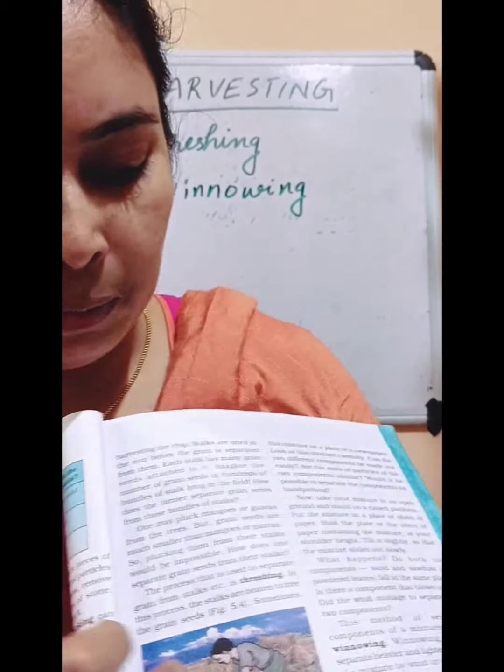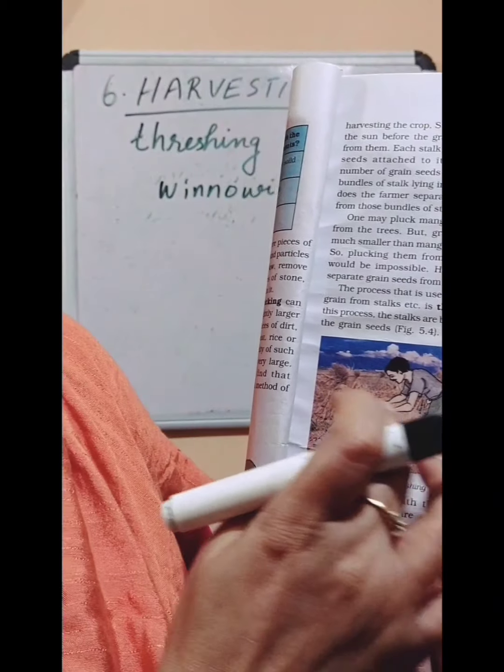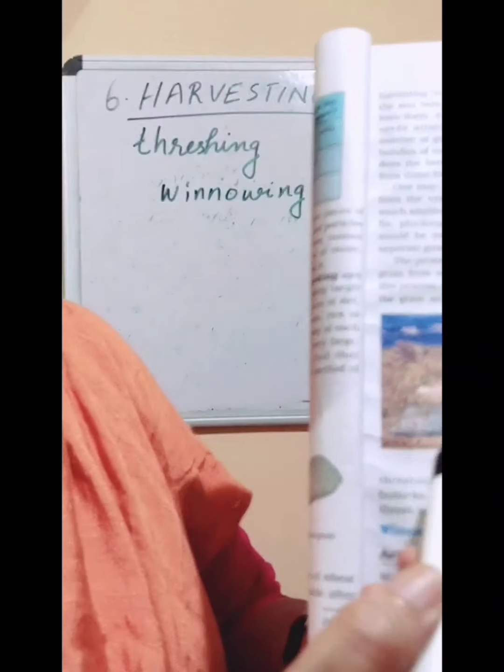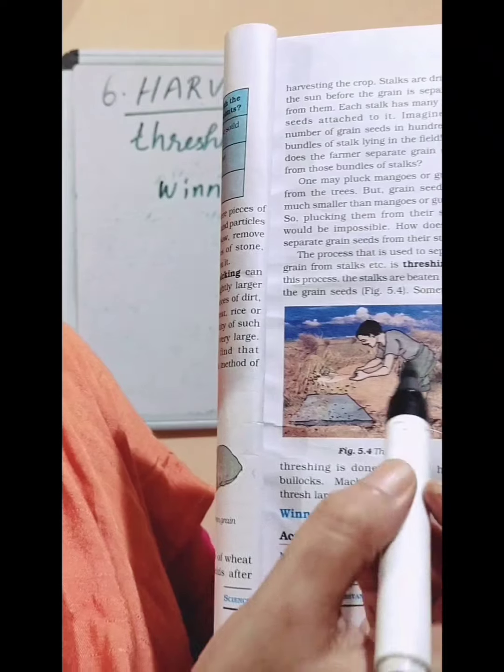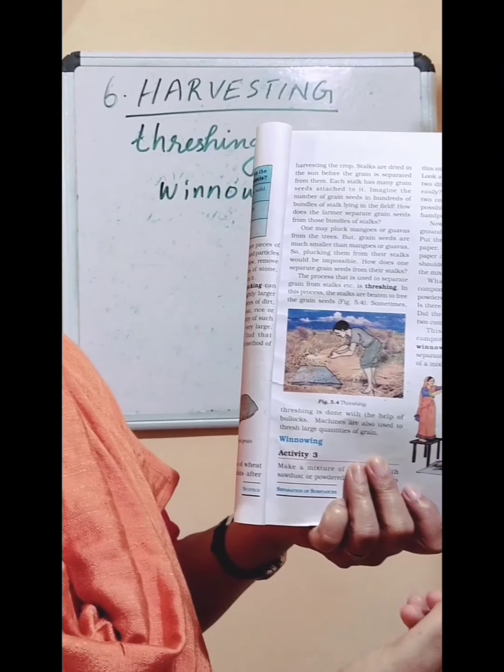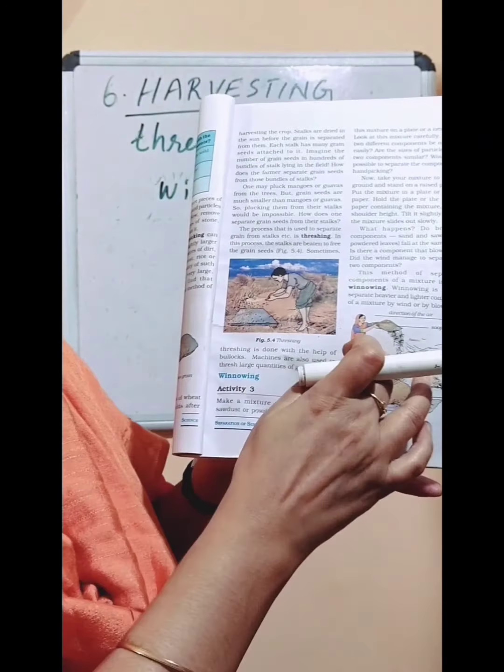So here you can see the picture of threshing. So here the grains along with the stalks are beaten on a hard surface, and they can separate the grains from the stalk. And this is the picture of winnowing.